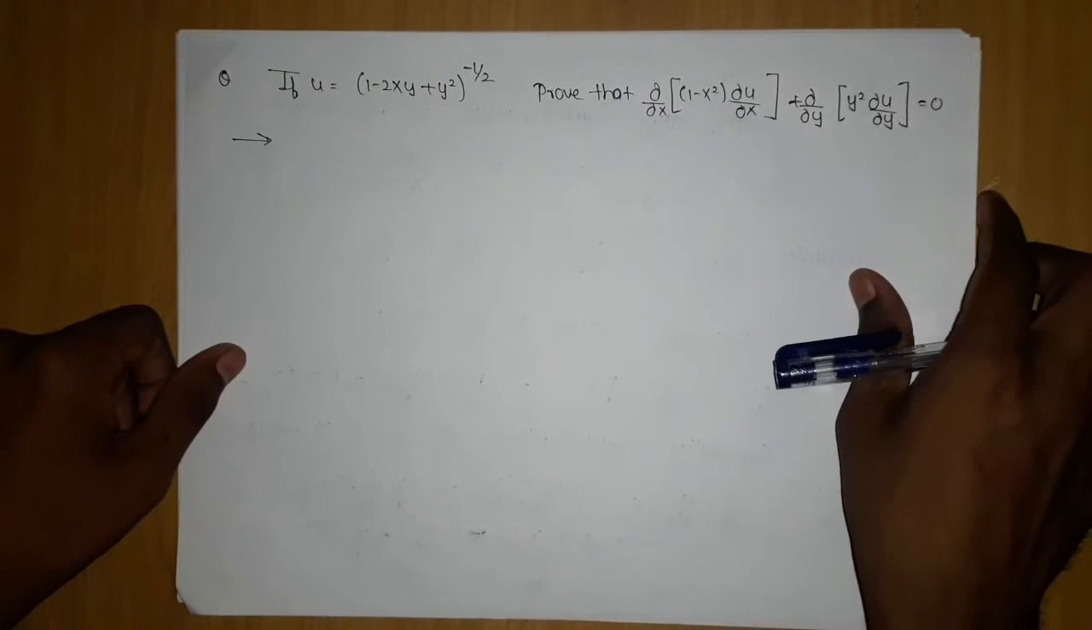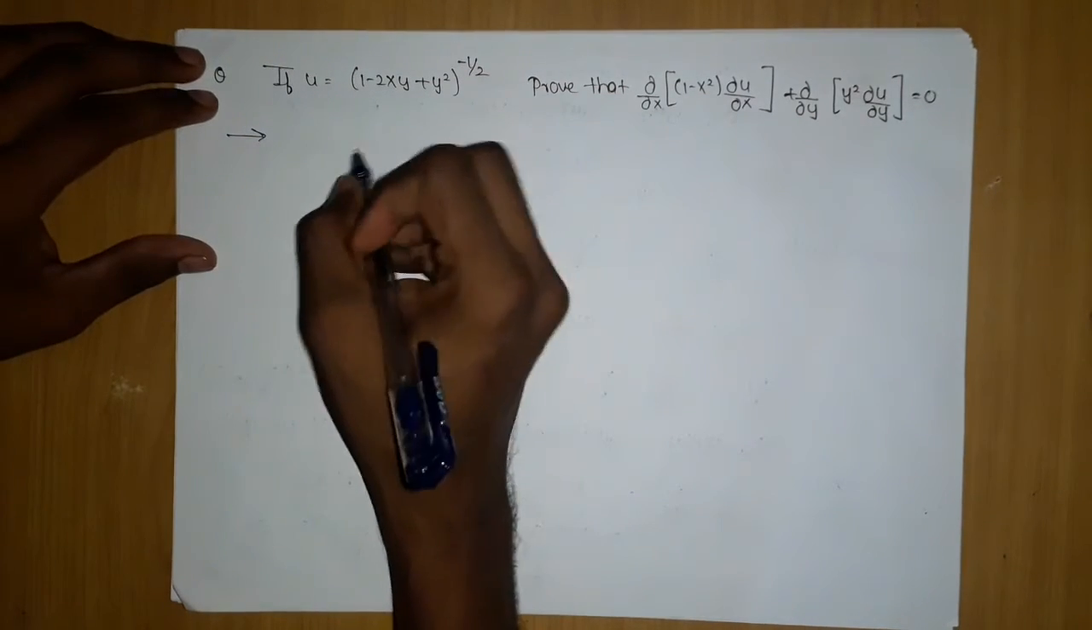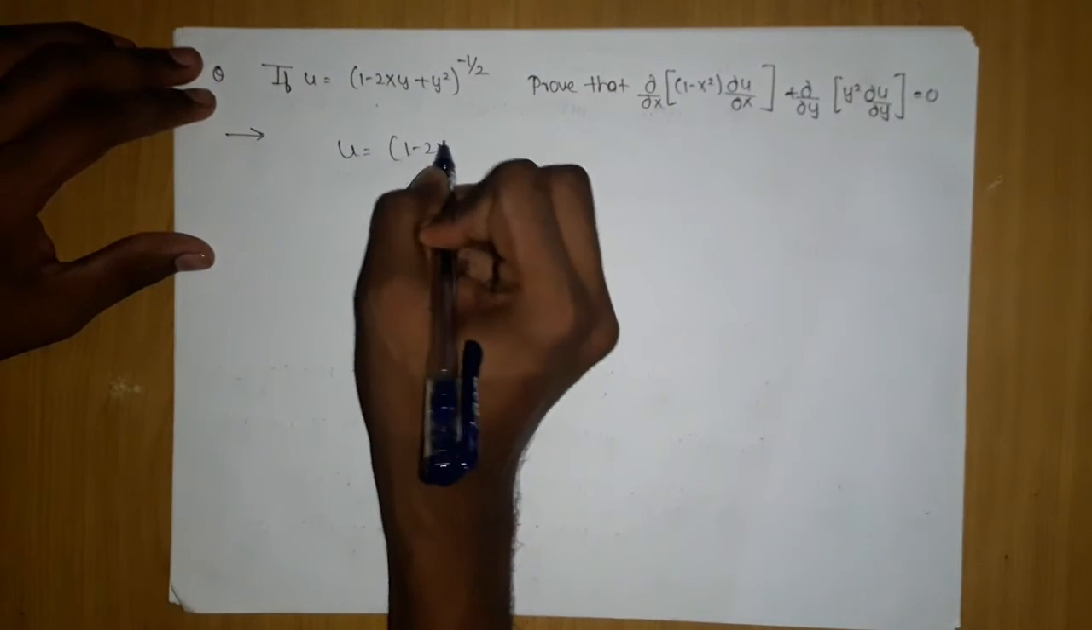Which is probably the last question of this session. The question says, if u equals (1 − 2xy + y²)^(−1/2), prove that ∂/∂x[(1 − x²) ∂u/∂x] + ∂/∂y[y² ∂u/∂y] = 0. So first write what is the given thing in x and y.